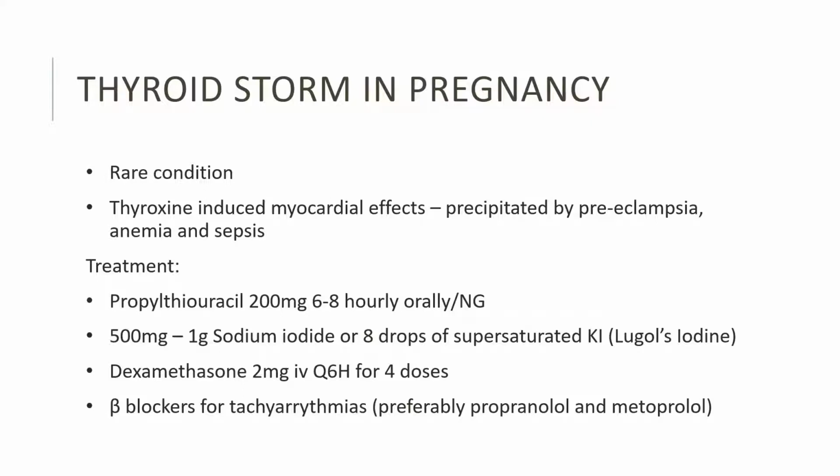Otherwise, hydrocortisone can also cross, but to a lesser extent as compared to dexamethasone, because hydrocortisone can be metabolized by the placental 11 beta hydroxysteroid dehydrogenase type 2. Beta blocker can be given for tachyarrhythmia, preferably propranolol and metoprolol.